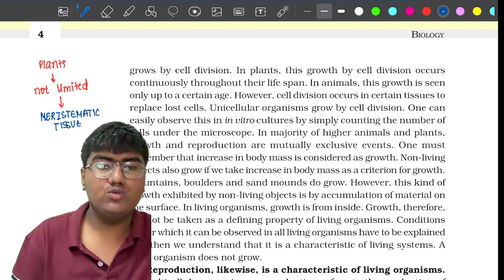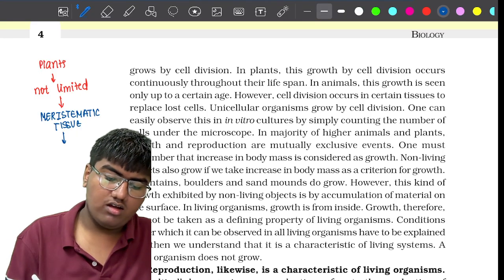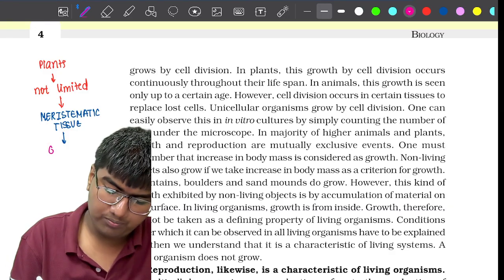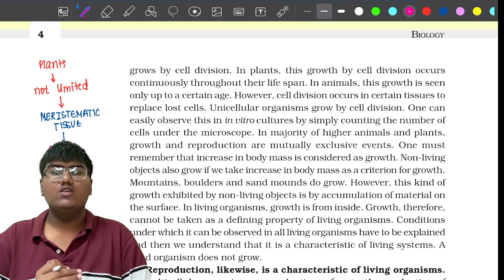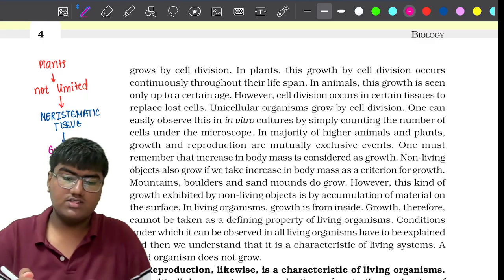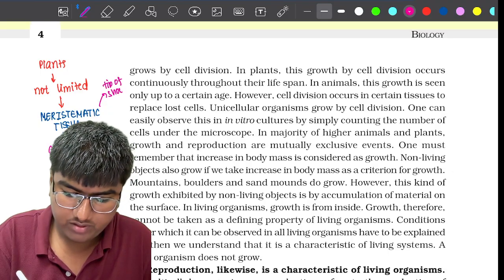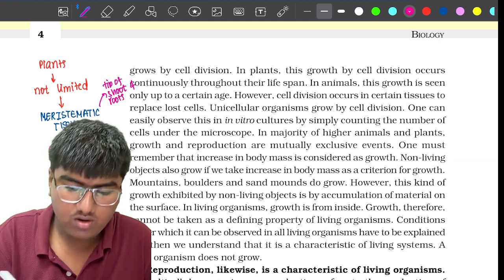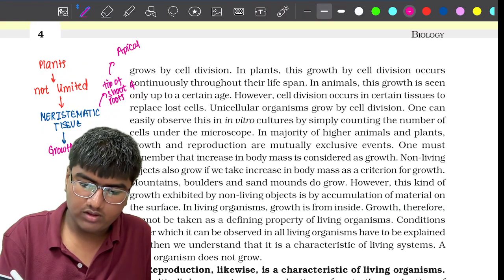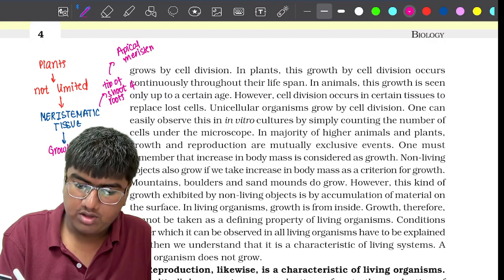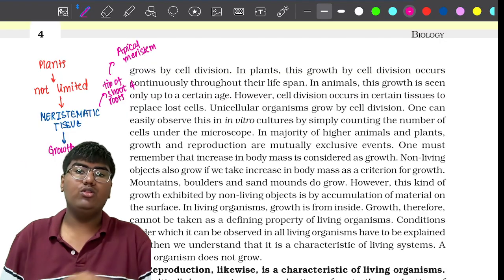What are meristematic tissues? These are the tissues that help in growth. Their major function is growth. They continuously grow and increase the number and size of cells. So what are the places where you can see meristematic tissues? You can see them in the tip of shoots and roots. These are called apical meristem. What are these apical meristems? They are present in shoot and root, and they help in increasing the length of the plant.